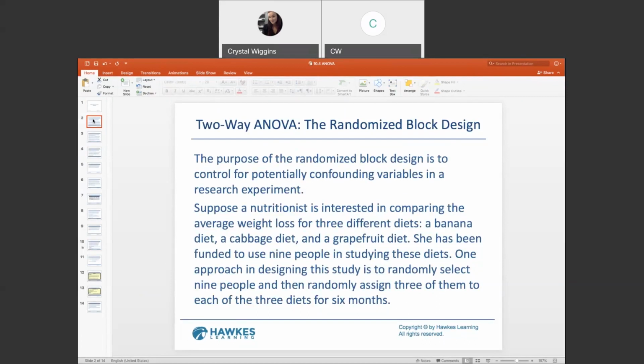Suppose a nutritionist is interested in comparing the average weight loss for 3 different diets: a banana diet, a cabbage diet, and a grapefruit diet. 2 of those sound disgusting, but I don't even know if I want to be on any kind of straight food diet, but interesting. She has been funded to use 9 people in studying these diets. One approach in designing this study is to randomly select 9 people and then randomly assign 3 of them to each one of the 3 diets for 6 months.